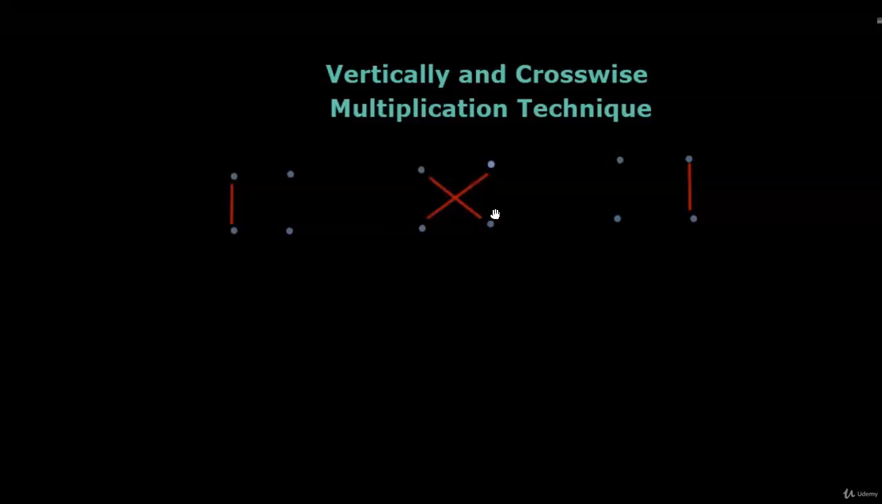And then we will multiply crosswise the numbers of the two columns as shown here, and this will give us the middle digit of the result. And then lastly, we will multiply the two numbers of the last column, and this will give us the last digit of the result. Let's see how to do it.